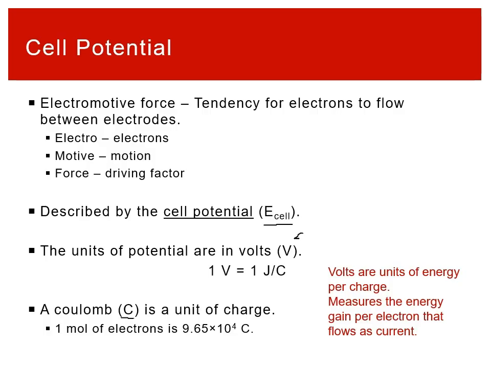Now we'll see, it's just a measurement of how much charge. So electrons are charged. A mole of electrons is this many coulombs. So it's just a measurement of kind of how much charge is going through. And so volts are really a measure of energy per charge. So in some ways, it's a measure of energy per electron that flows.